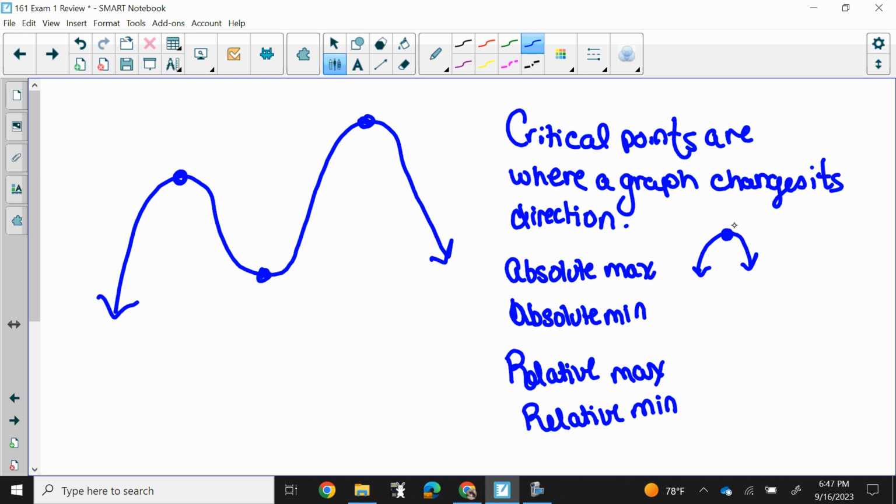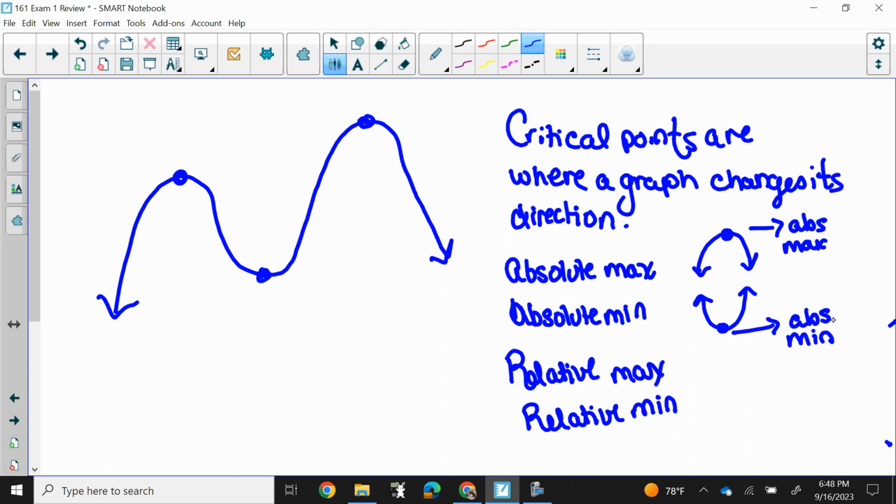Now, sometimes it's very hard to tell if that's the case, but if you're talking about a parabola, the vertex is either an absolute max or an absolute min, right? It's an absolute max when it's pointing downward, and it's an absolute min when it's pointing upwards.